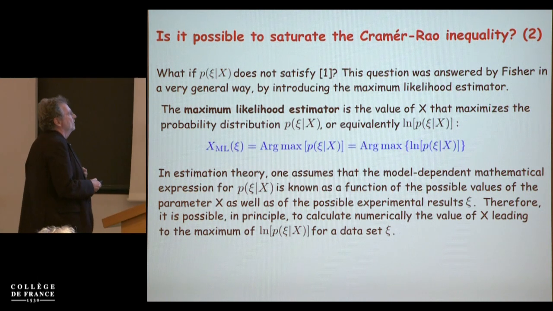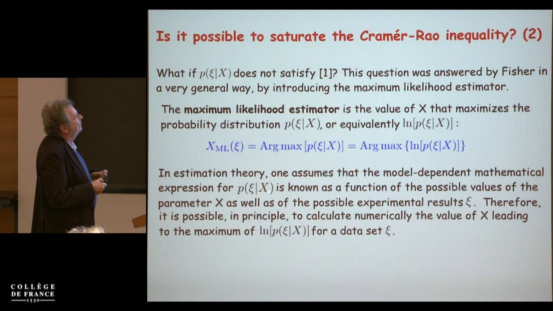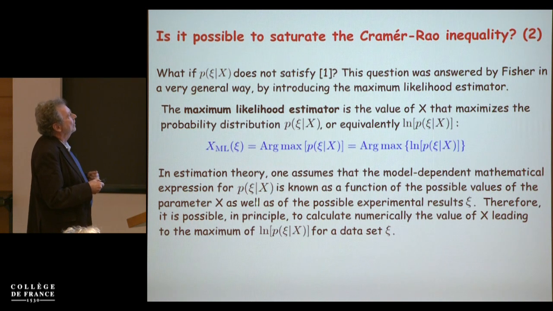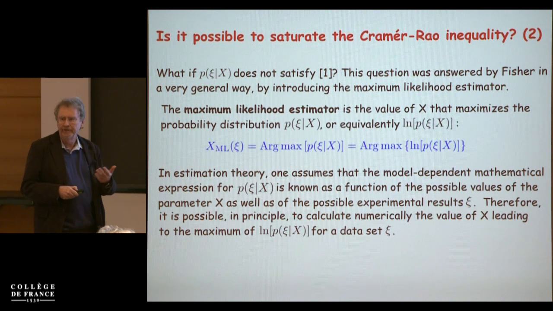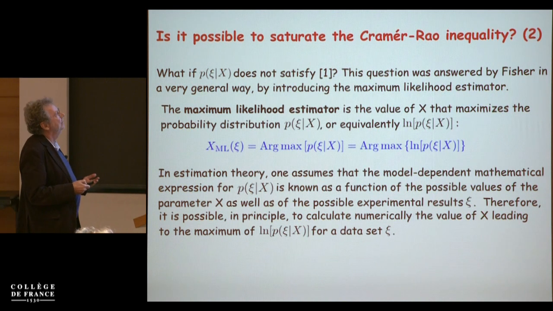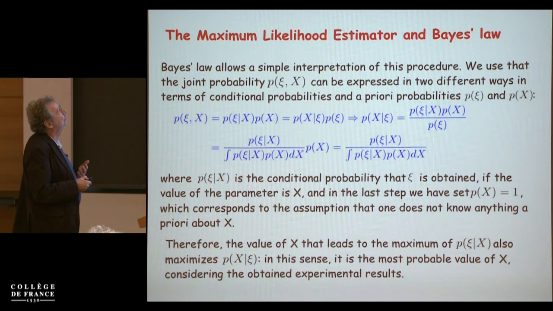So that means that if we have a model-dependent mathematical expression for p, known as a function of the possible values of the parameter x and also of the experimental results, it is possible in principle to calculate numerically the value of x leading to the maximum of this expression for a given data set psi. Okay? So that's the game. Now, we can look at this, and in order to understand it better, it's useful to look at it in this way by using Bayes' law.